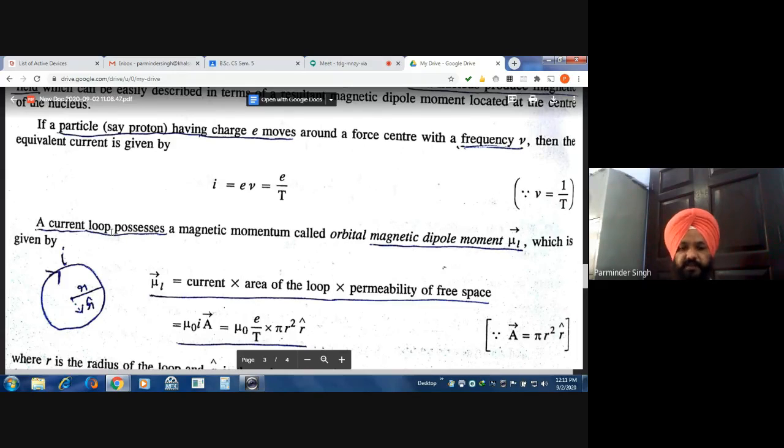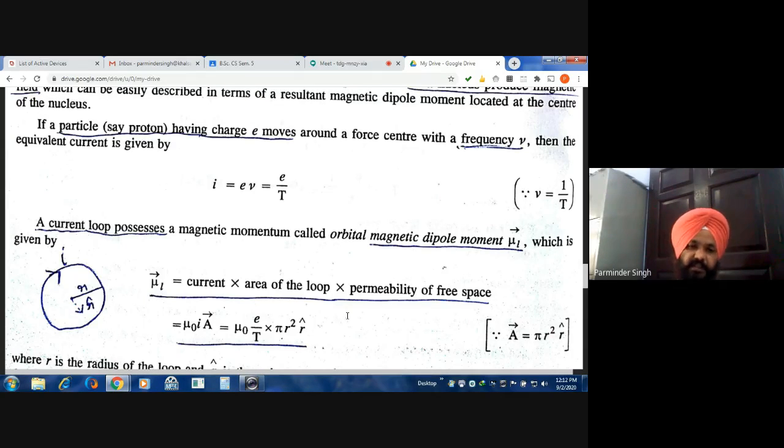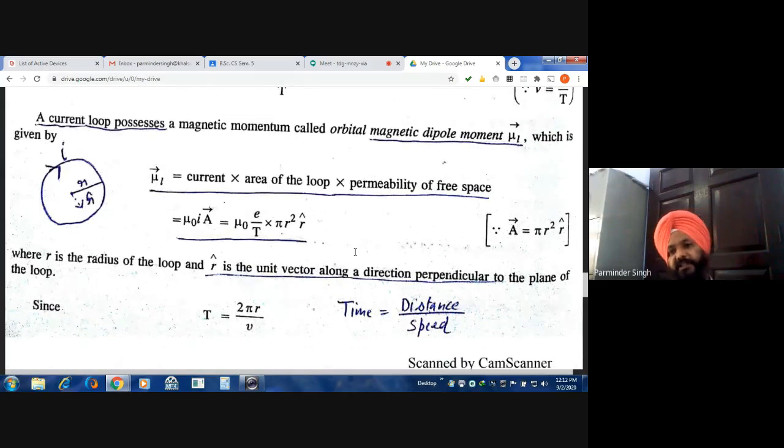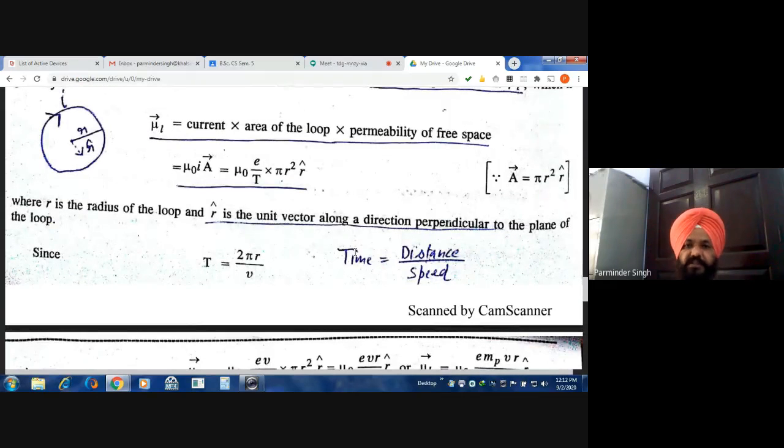Mu naught, now put the value of I, which is e by capital T, and the area is pi r square, because r is the radius of that loop. The direction of the area vector is r cap, which is always perpendicular to the surface. So the whole area vector is pi r square r cap. Here r cap denotes the direction of the area vector. So r is the radius of the loop and r cap is a unit vector along the direction perpendicular to the plane of the loop. Now the next thing is capital T.